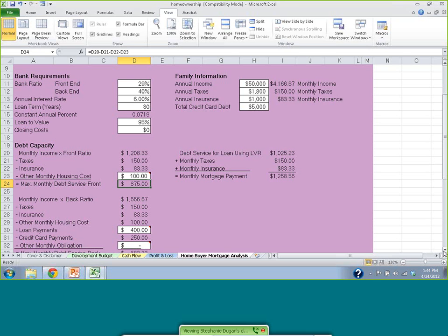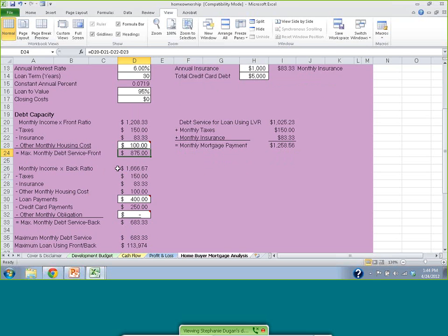Scroll down and look at the back ratio, and they get a higher percentage, 40% of their income, for housing cost and other fixed payments. We've got our taxes and insurance subtracted out, or other monthly housing costs, and then a loan payment. And again, this could be for a car or a student loan or something else that they have a reoccurring payment for. And with the back ratio, it now tells us that the maximum monthly debt service is $863.